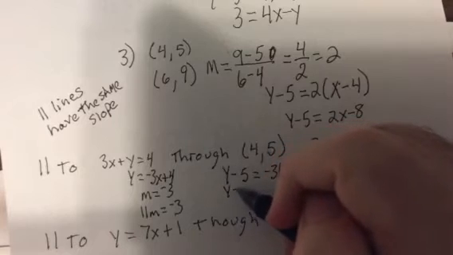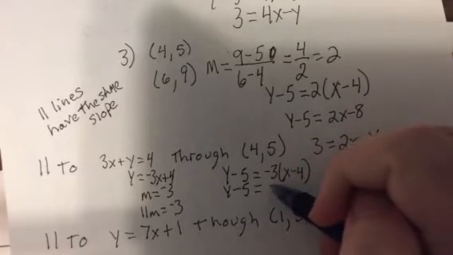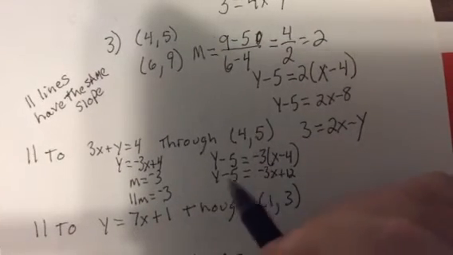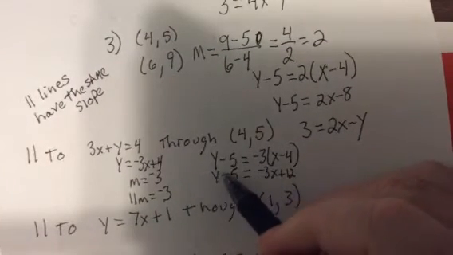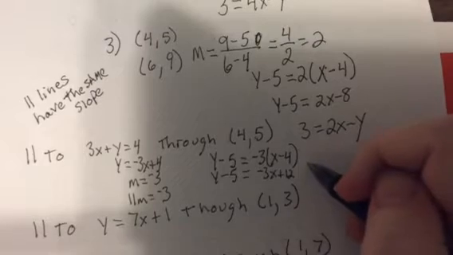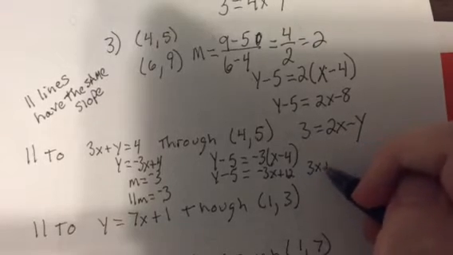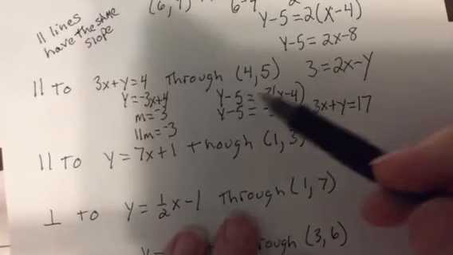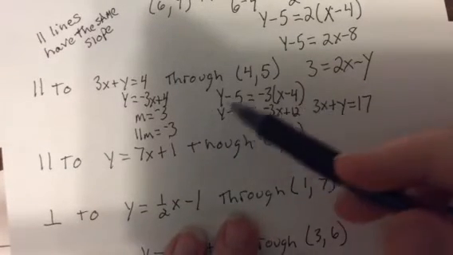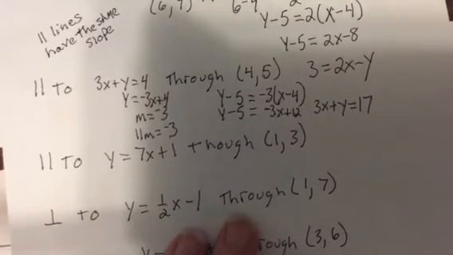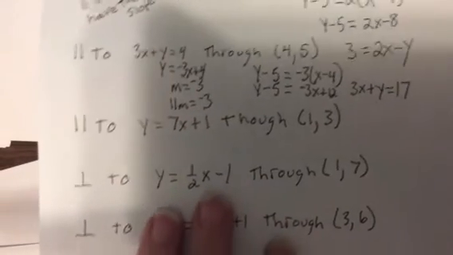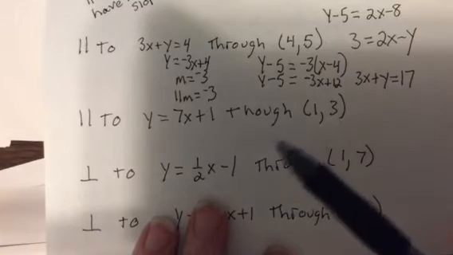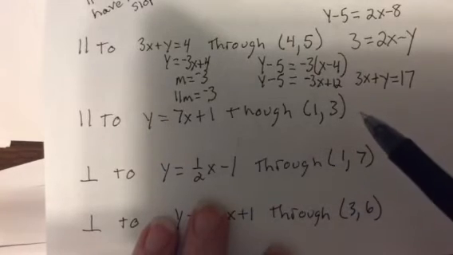So distribute negative 3. Now I'm going to add the 3x and add the 5. So my parallel line would be 3x plus y equals 17. Or I could have subtracted the y and subtracted 17, which would have been fine. So we're going to do more of these tomorrow, so don't panic. But go ahead and see if you can do this one.